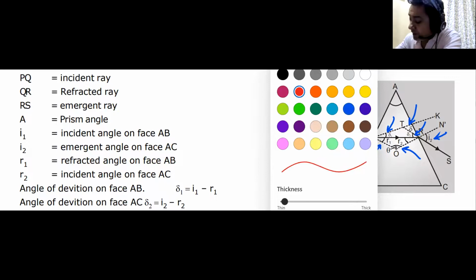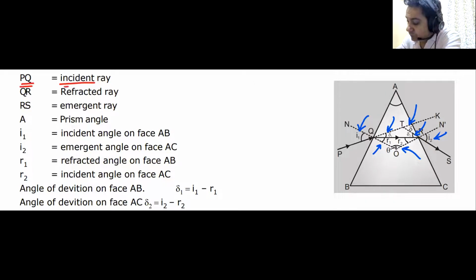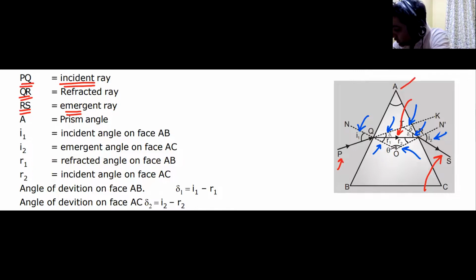Let me use red. PQ. Do you see this ray PQ? Yes, sir. Incident ray. Well done. PQ is the incident ray. Do you see the ray QR? Refracted ray. It is the refracted ray. Do you see the ray RS? This is known as the emergent ray.